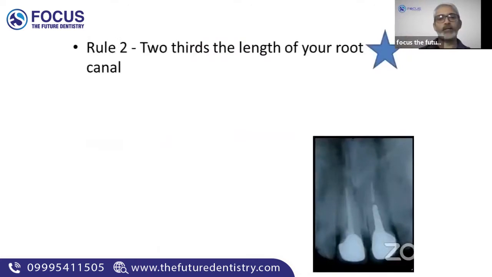Rule number two is that whenever you plan for a post and core, you have to think about taking at least 2/3 the length of your root canal for your post and core. This is specially emphasized, especially if you are doing a cast post and core, because the retention is basically mechanical. So many times you need to go for 2/3 the length of your root canal, which is your rule number two.